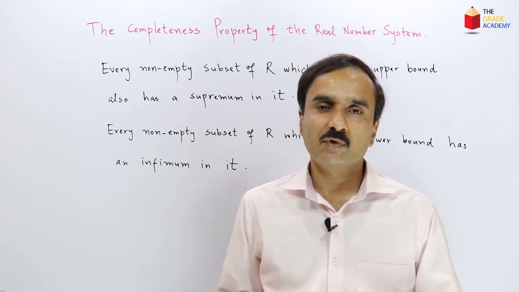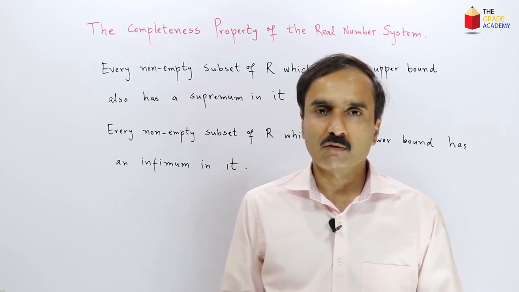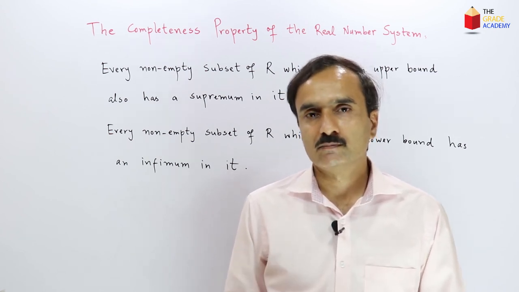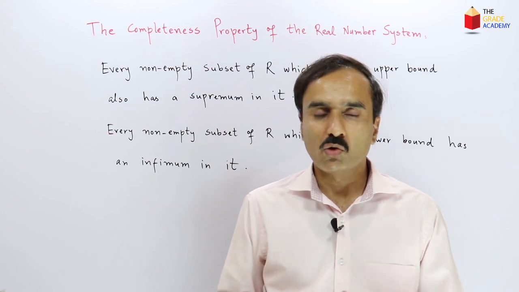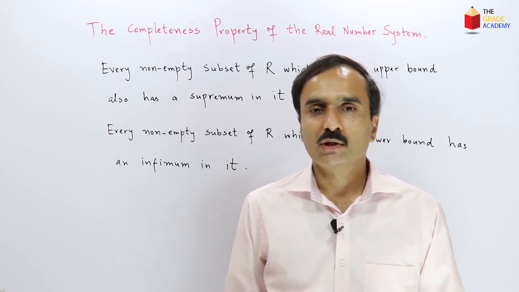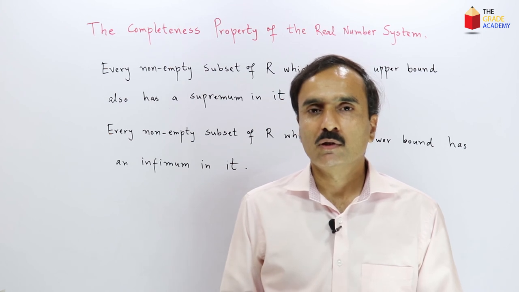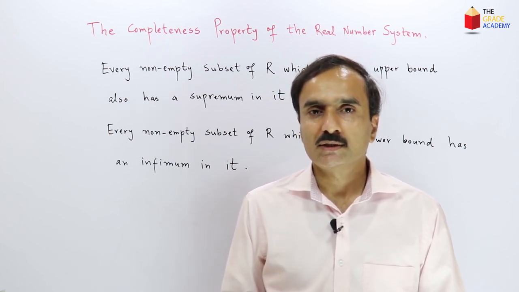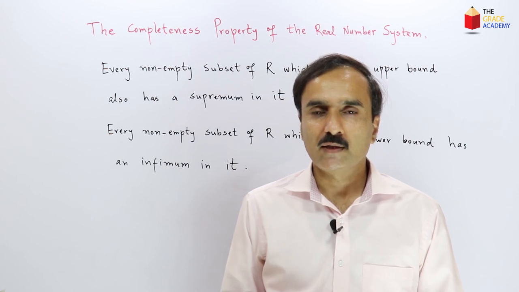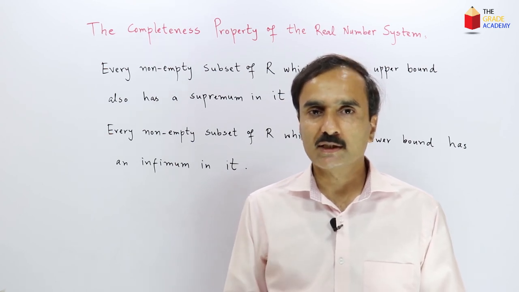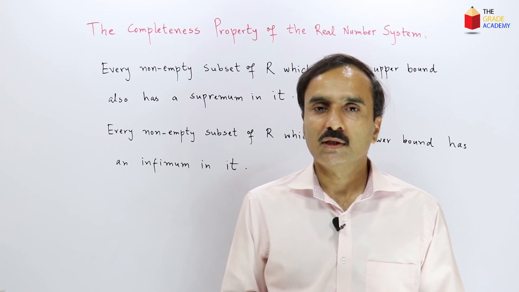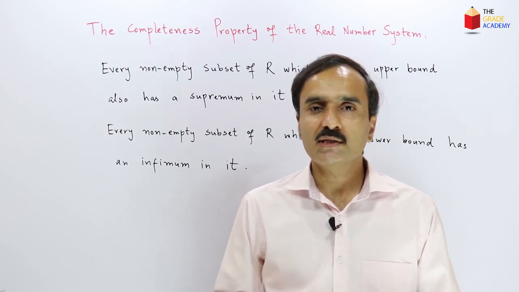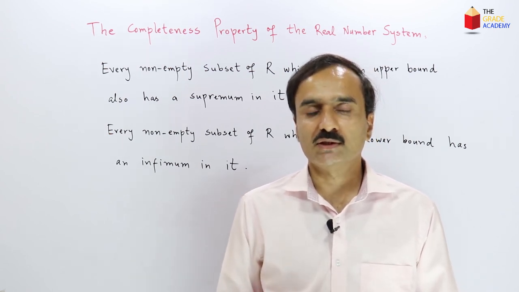So in today's lecture we have discussed the properties of the set of real numbers. We have studied lower bounds and upper bounds, supremum and infimum for the subsets of the set of real numbers, and we have also studied the completeness property of the real number system. With this, we come to the end of today's lecture.